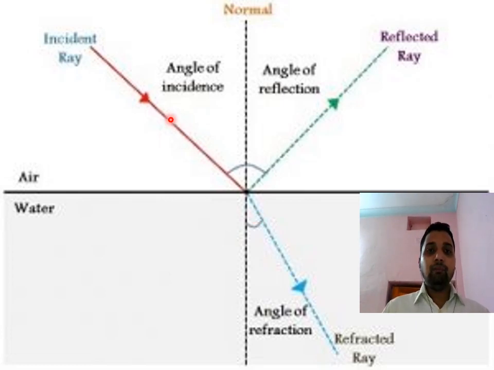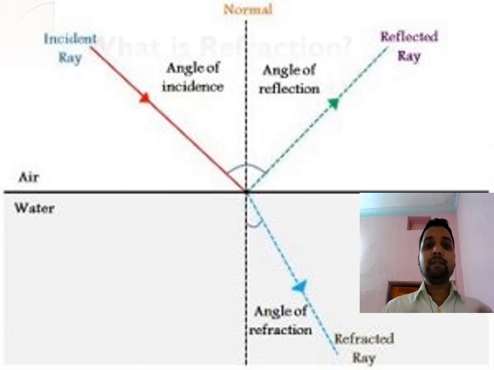The angle formed between incident ray and normal is called angle of incidence. The angle between normal and refracted ray is called angle of refraction. Here it is not a reflection, it is a refraction. When the light is passing from one transparent medium to another, because of the change in speed, light will bend, so we'll get the refraction. This refraction we are going to discuss in this video.